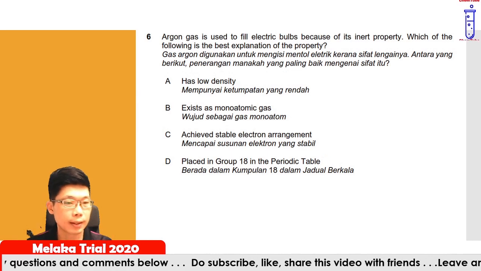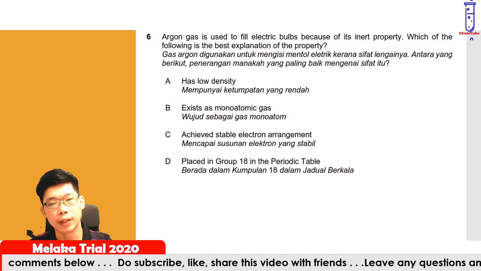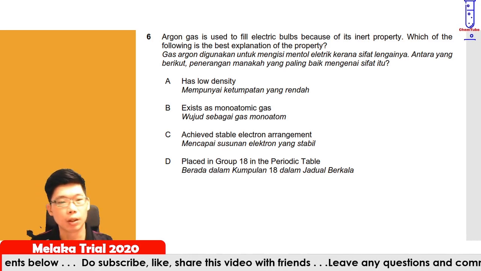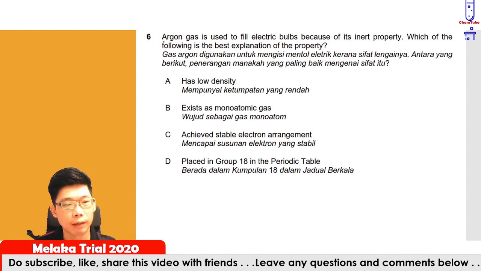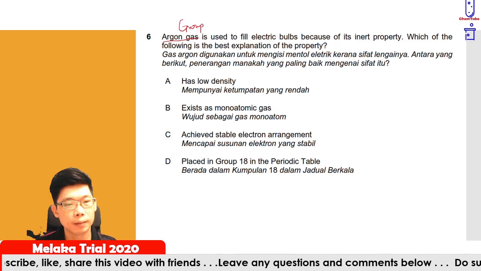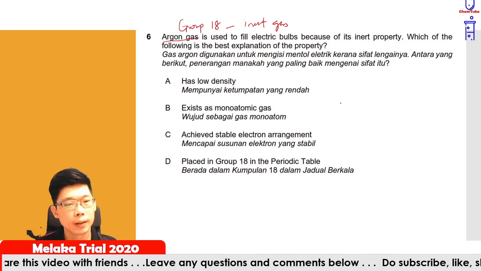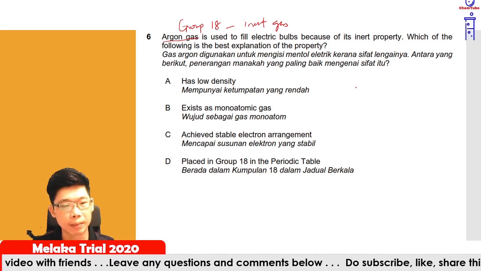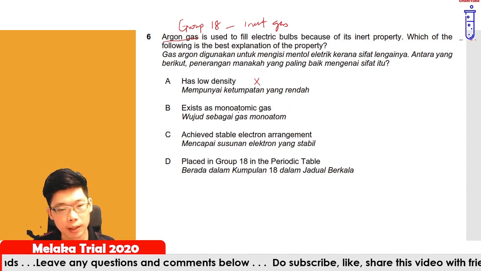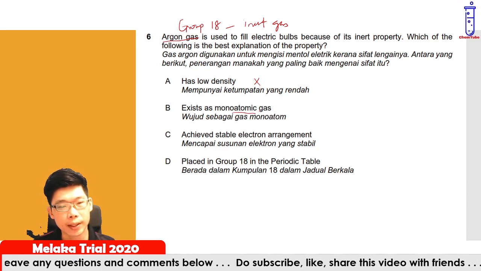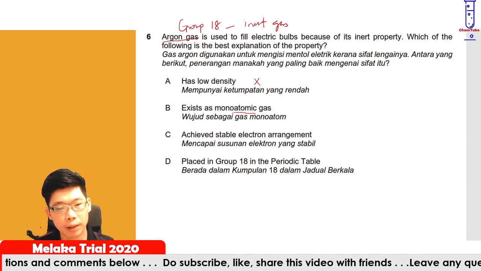Okay, number six. Argon gas is used to fill the electric bulb because of its inert property. Which of the following is the best explanation of the property? Argon is under group 18, the inert gases. Which one is the best explanation? Low density is not the one. Monoatomic is correct, but it is not the best explanation for the inert property. So it has achieved a stable octet electron arrangement.